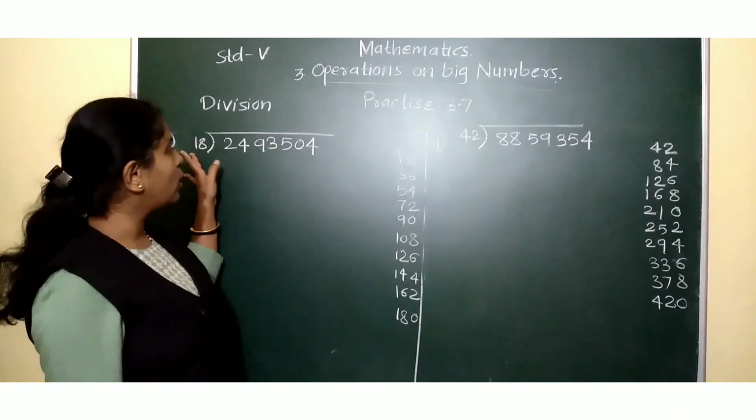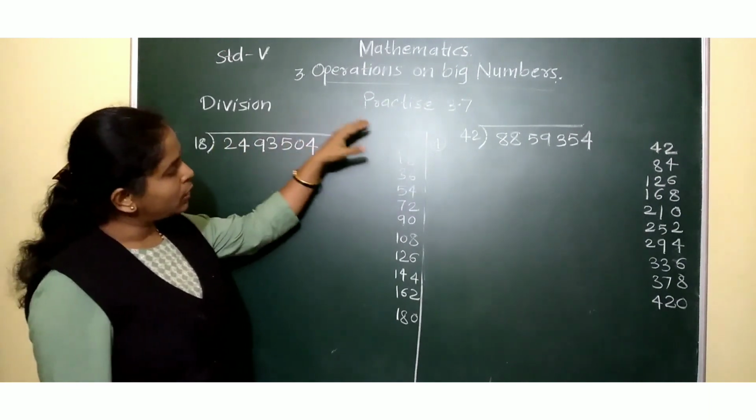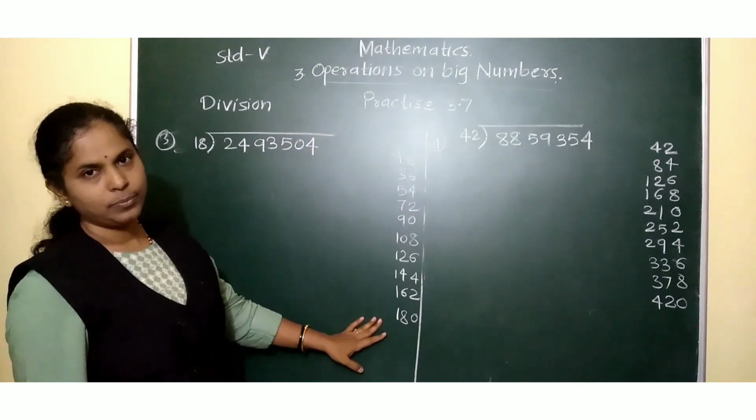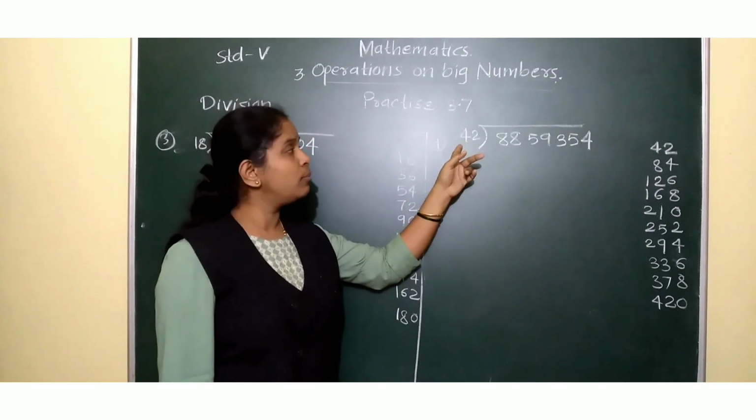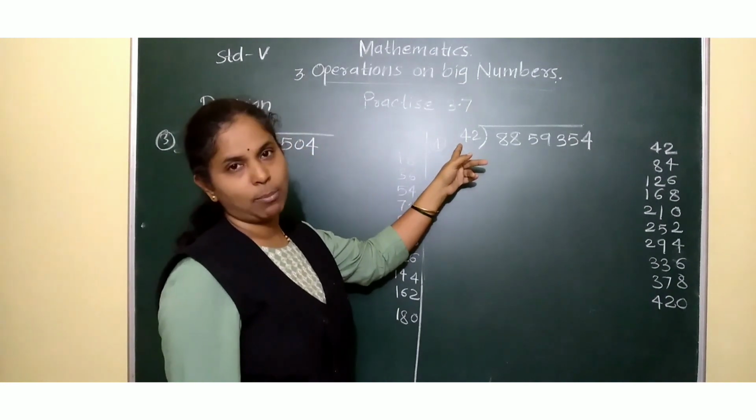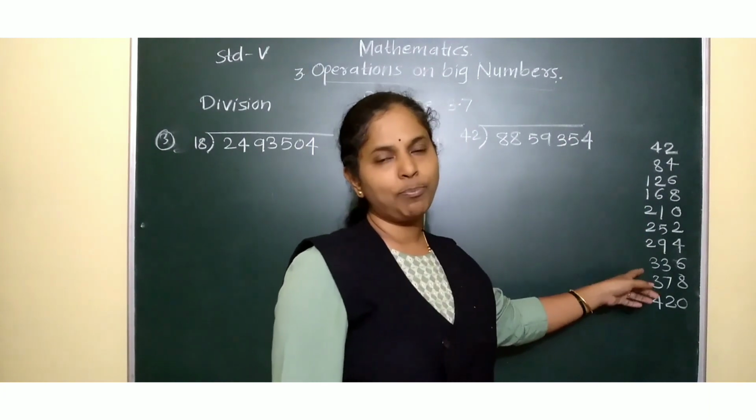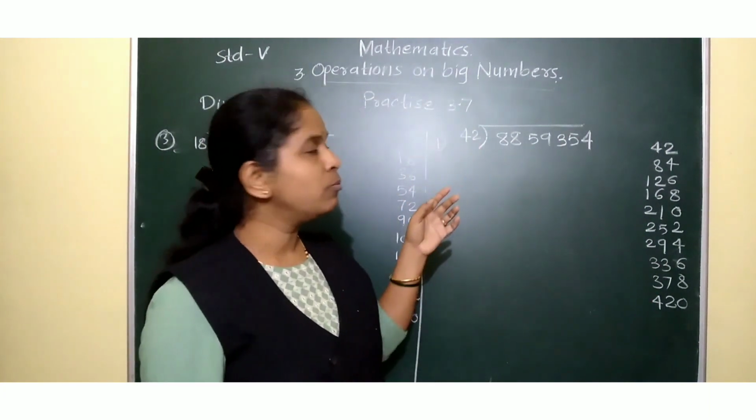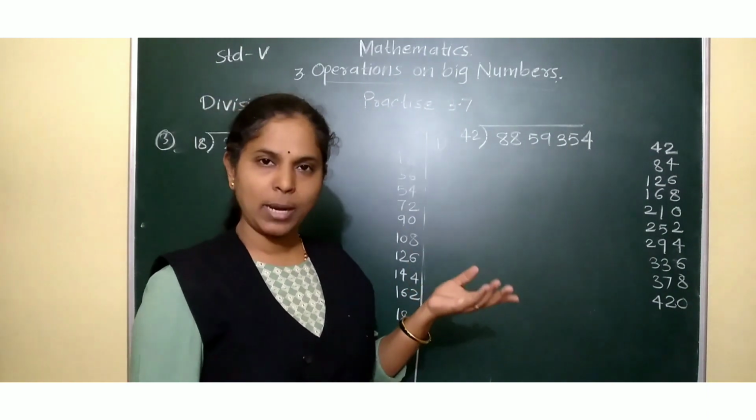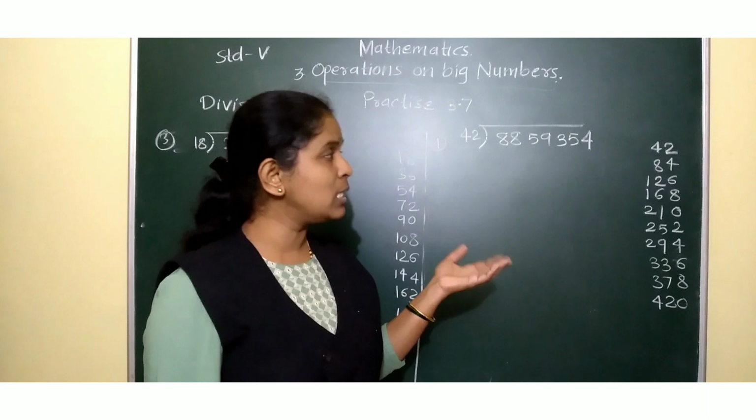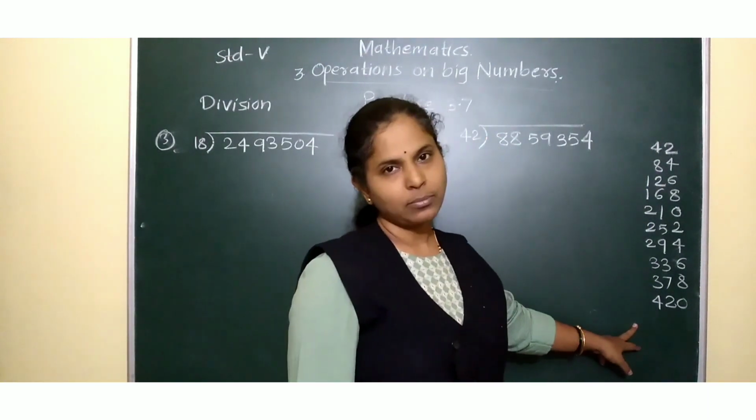Okay. Third question. We want to divide this number by 18. So what did I do? Here I have written 18's table. And to divide this number we have to use 42's table. So here also I have made a table of 42. How to make the table of 42? We have to multiply 42 by 2, 42 by 3, 42 by 4. Like that I have multiplied and made the table.